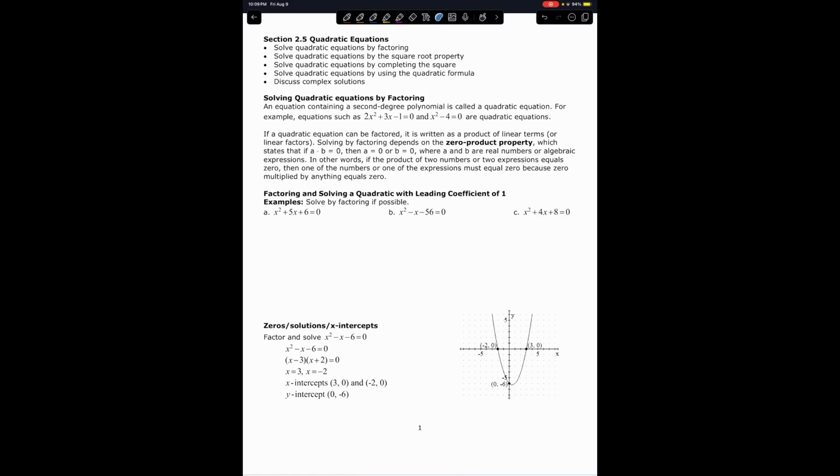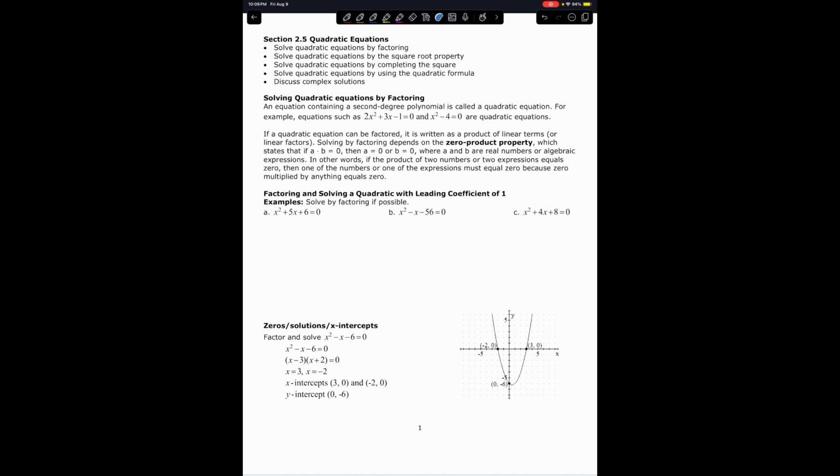Section 2.5, quadratic equations. In this section, you're going to learn how to solve quadratic equations by factoring, by the square root property, by completing the square, and by using the quadratic formula. And then finally, we're going to discuss complex solutions.